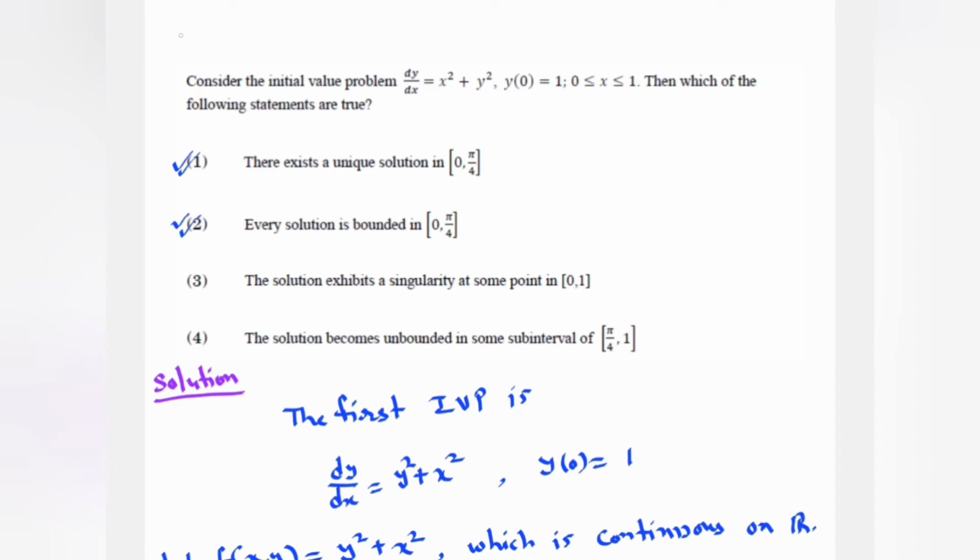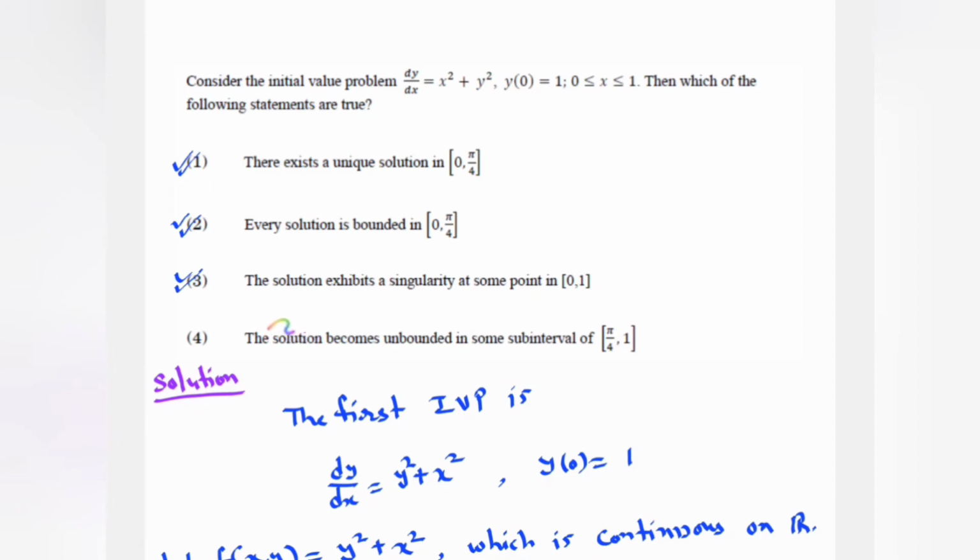The second option is correct, and the third option is: the solution exhibits a singularity at some point in 0 to 1. This is also correct because it blows up at 1, at least at 1 or after, so it has a singularity in the interval 0 to 1. So this is also a correct option.